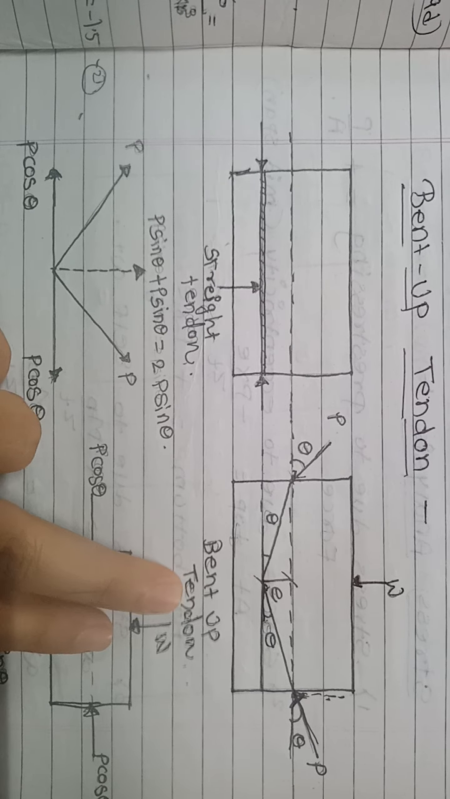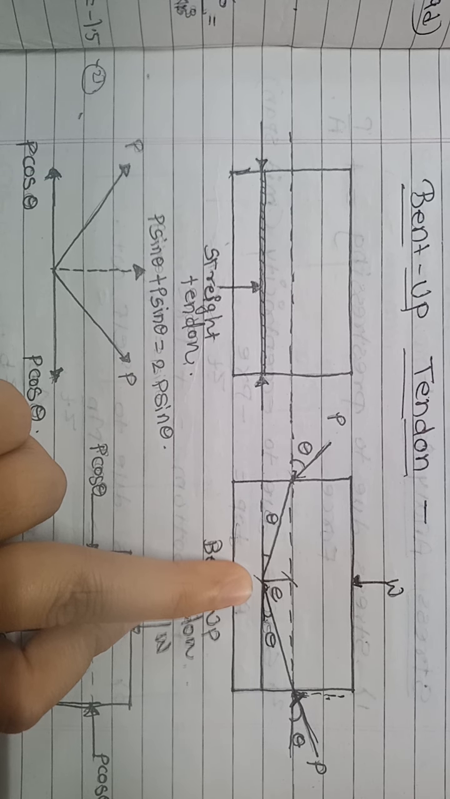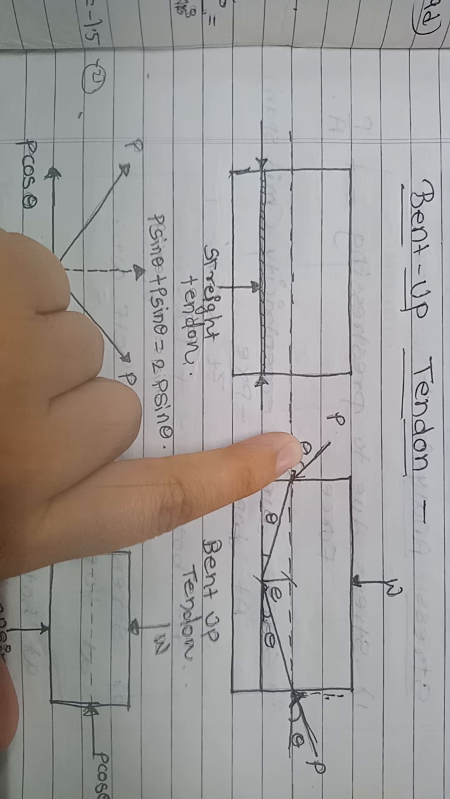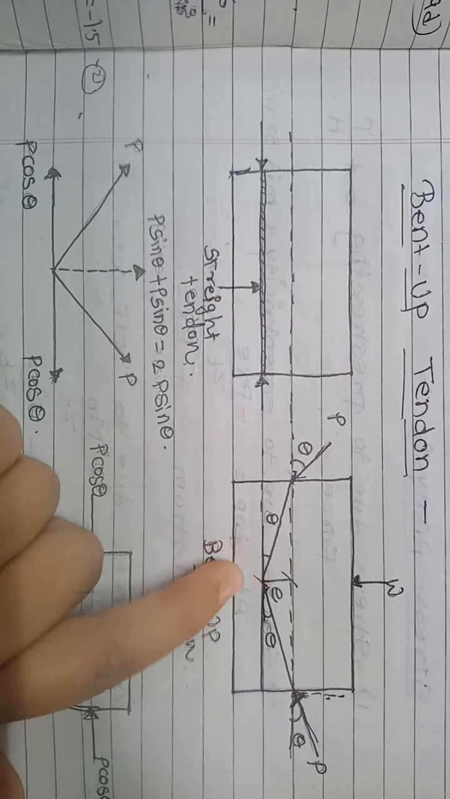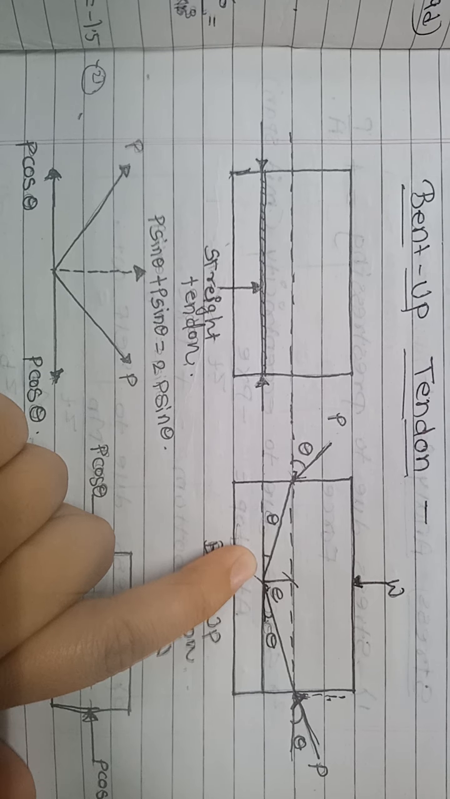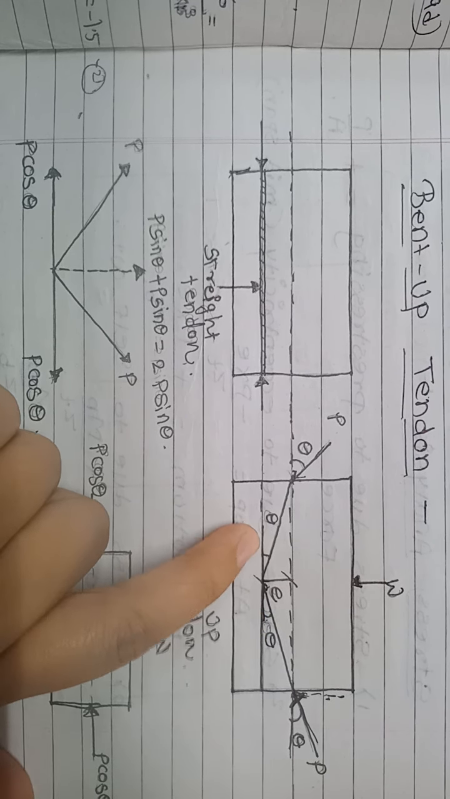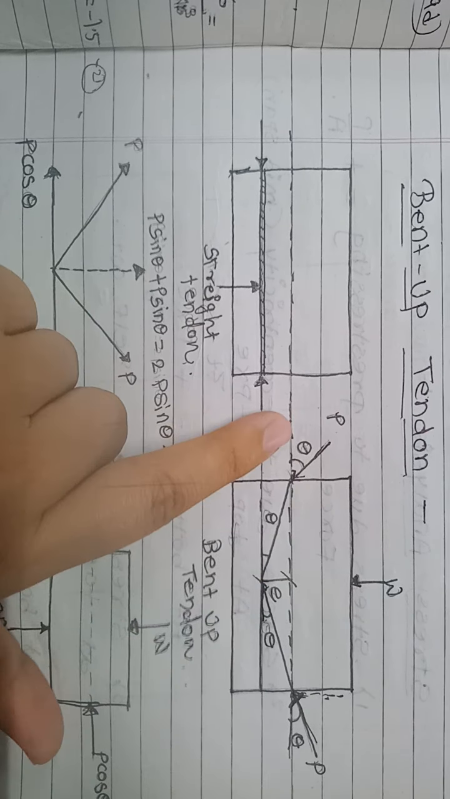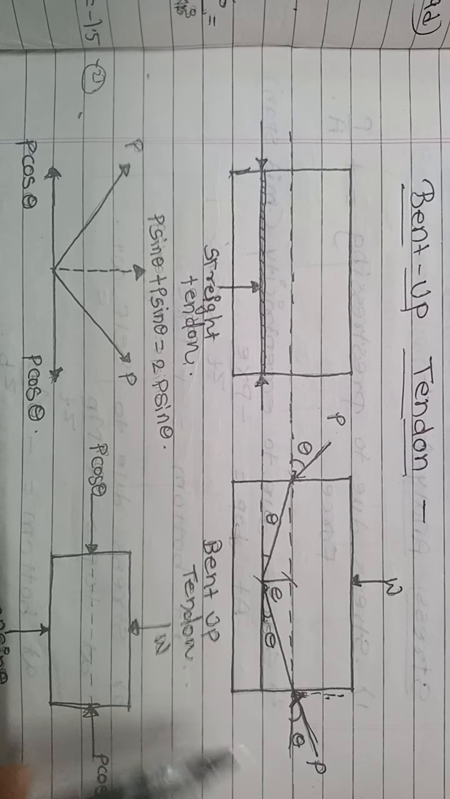In a bent up tendon, the tendon is bent at the middle section. P is the pre-stressing force from both sides. This is the tendon which is bent at the middle, which is why these angles, theta, are created. E is the eccentricity, and W is the load acting on the beam.